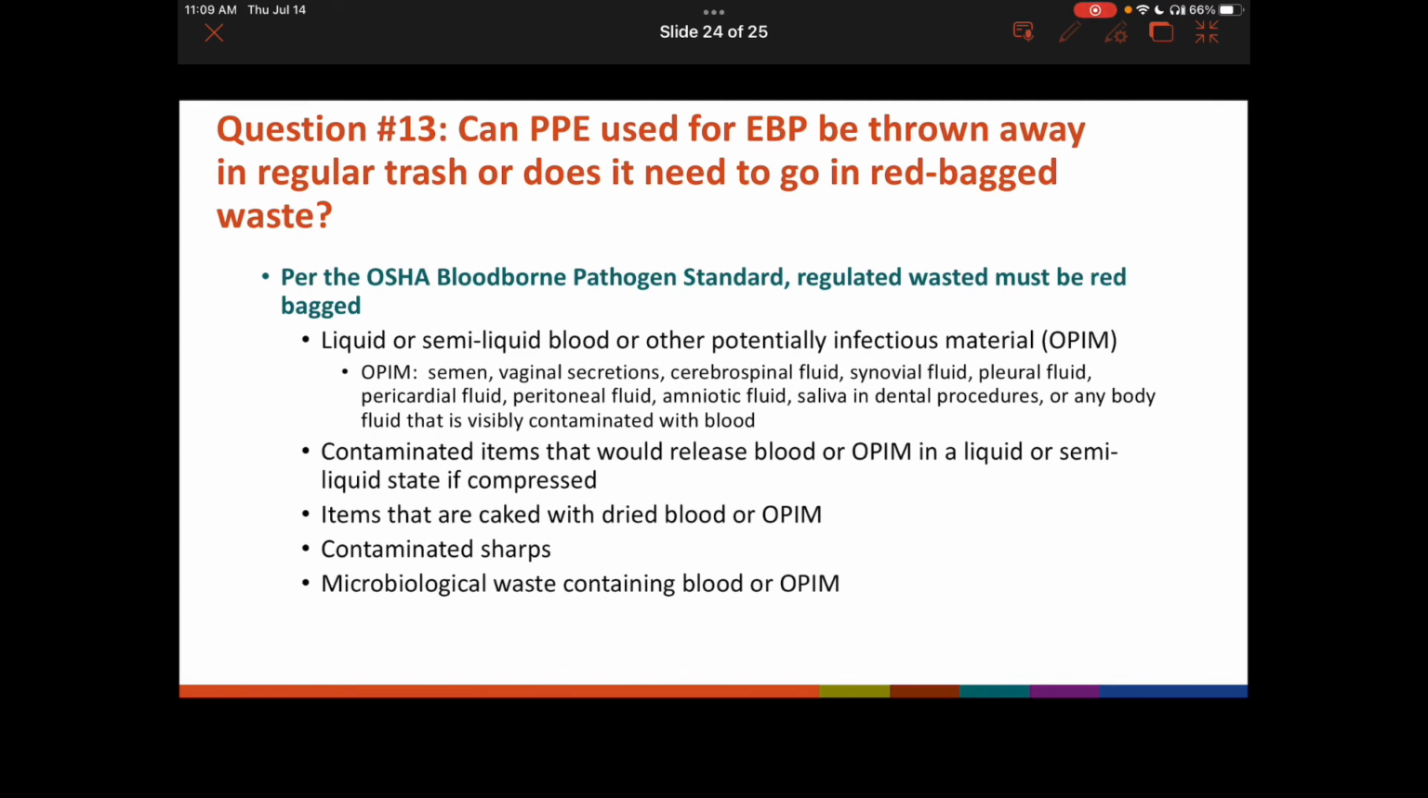As a reminder, OPIM or other potentially infectious material includes semen, vaginal secretions, cerebrospinal fluid, synovial fluid, pleural fluid, pericardial fluid, peritoneal fluid, amniotic fluid, and any body fluid that is visibly contaminated with blood. OPIM does not include sweat, tears, or saliva unless they are visibly contaminated with blood, with the exception of saliva in a dental procedure.